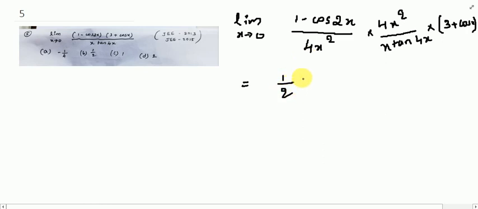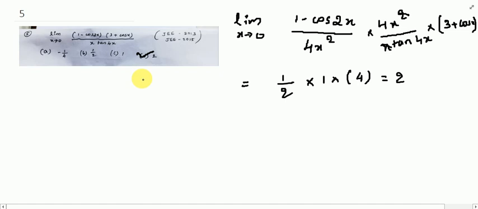Next, here we can cancel this x square and this x, therefore it is in the form of x divided by tan 4x, or tan 4x divided by 4x. Otherwise, if you consider this 4x in the denominator, it will be tan 4x divided by 4x, that standard limit will be 1, into 3 plus cos x. As x tends to 0, cos 0 will be 1, therefore it will be 3 plus 1, 4. So this is equal to 4 by 2, which is 2, hence option D.